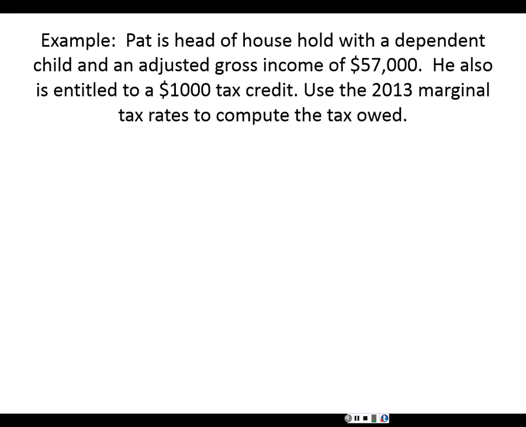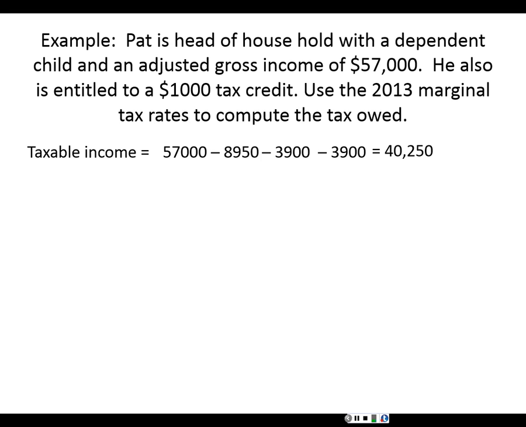Taxable income goes to the tax table, not adjusted gross. If I have adjusted gross income, the step that I have left is I have to subtract off deductions and exemptions for Pat's filing status. So if Pat is head of household, I take $57,000 and the deduction he gets for his filing status is $8,950, and he gets 2 exemptions of $3,900, one for himself, one for the child.